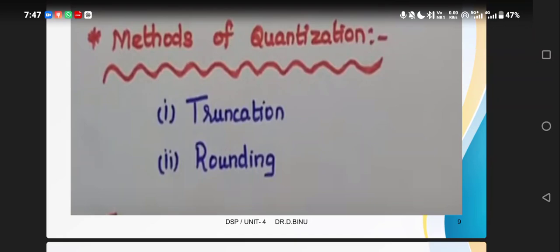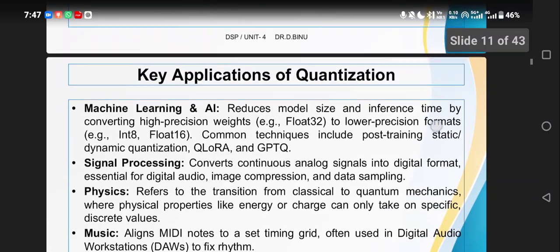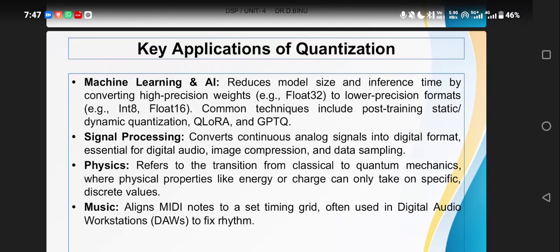Methods of quantization. The important or significant methods used for quantization are truncation and rounding. Quantization reduces memory and computational cost, allowing large models to run on edge devices or CPU. Quantization error or noise is the distortion introduced by the precision loss. The key applications of quantization, which is normally used in machine learning and AI, signal processing, physics, and music.